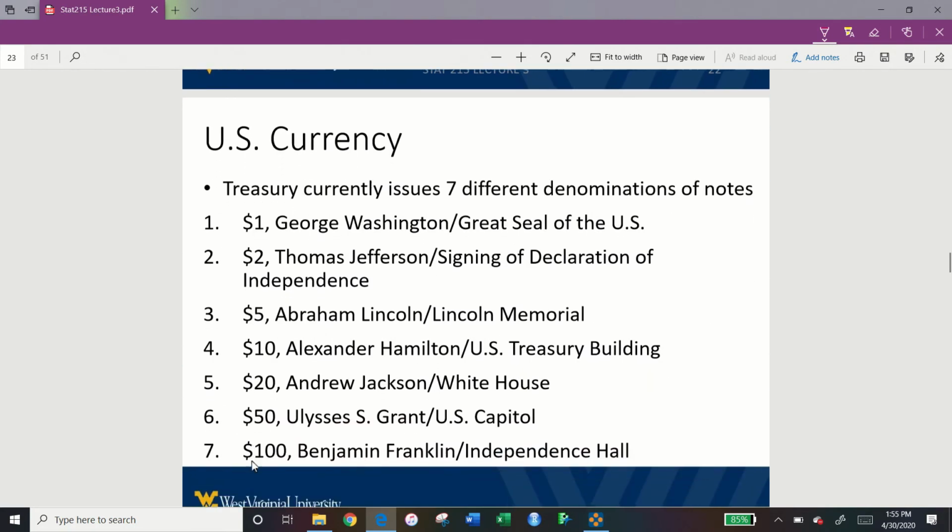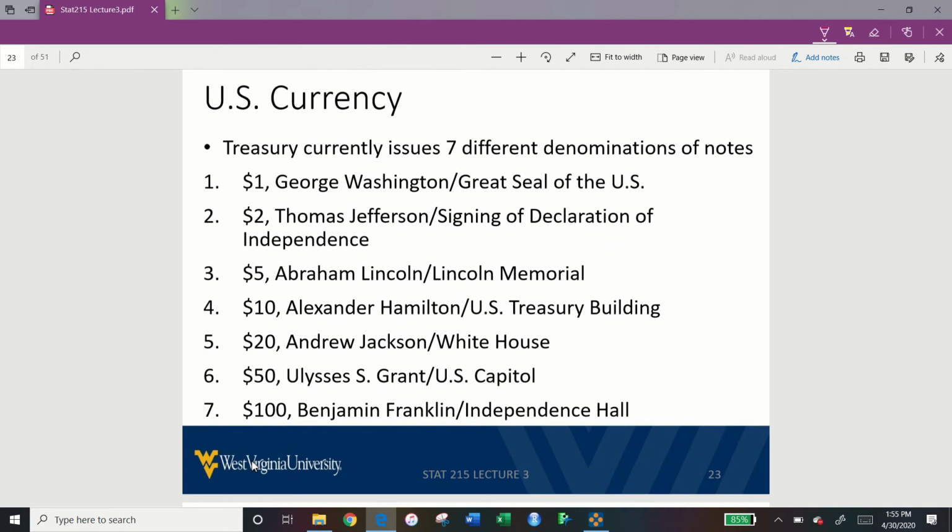Let's start taking a look at an example. So let's think about some U.S. currency. The Treasury currently issues 7 different denominations of notes. We have a $1 bill with George Washington. On the $2, we have Thomas Jefferson. On the $5, we have Abraham Lincoln. On the $10, we have Alexander Hamilton. On the $20 bill, we have Andrew Jackson. On the $50 bill, we have Ulysses S. Grant. And then on the $100 bill, we have Benjamin Franklin.